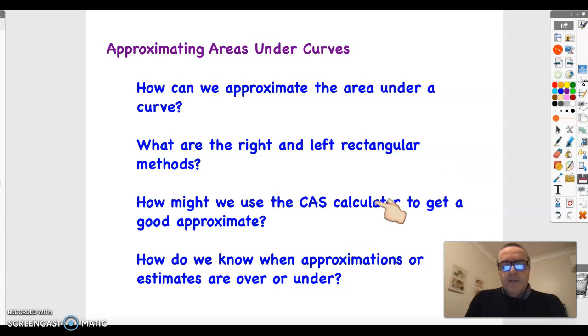We just quickly touched on using the CAS calculator to get really good approximations for areas below curves using the graphical part of that calculator. What we'll see in future lessons is that we can use integral calculus to get the true area, the exact area. And we've had a bit of a discussion about when our approximations are going to be either underestimates or overestimates, depending upon whether the curve is increasing or decreasing, and depending on whether we're using left or right rectangles.